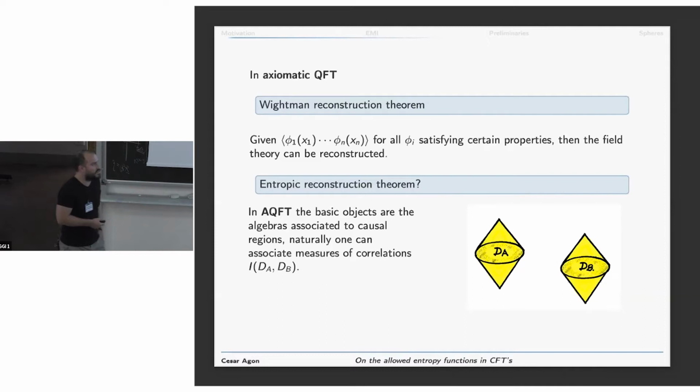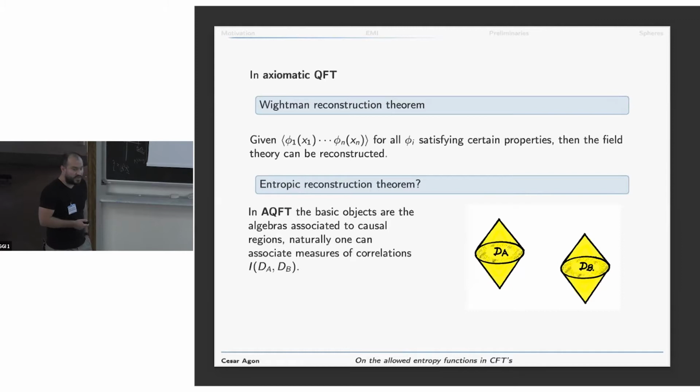Then you may wonder if something similar to this can be done, for instance, using entropy functions. The most natural context in which this could be possible is the algebraic QFT description of quantum field theory. The reason is that in this description, the basic objects are causally complete regions associated to space-like regions. And the natural objects that people study are measures of correlations associated to those regions. Or, I mean, the basic things people study are just relations between algebras associated to those open regions, or closed regions, sorry.